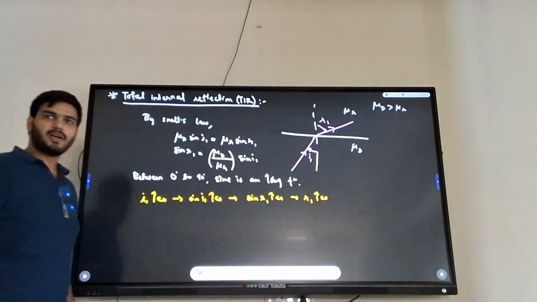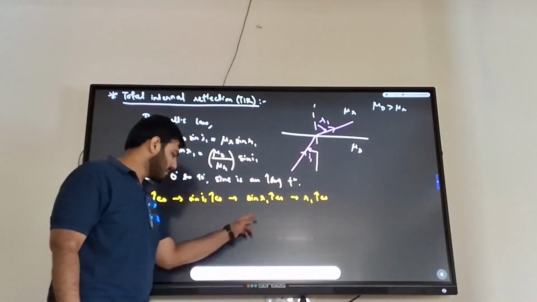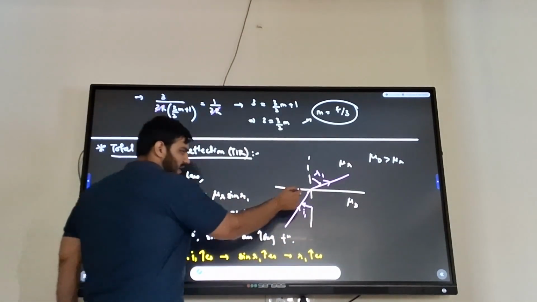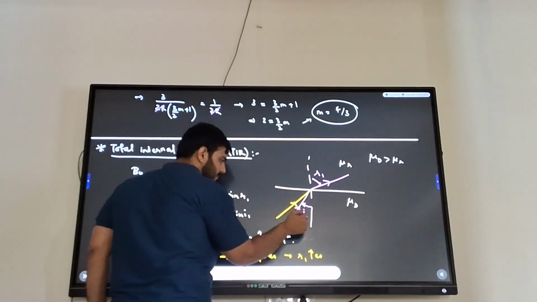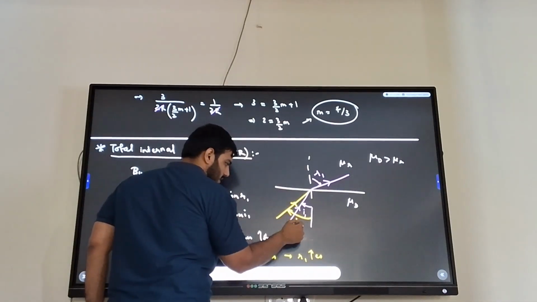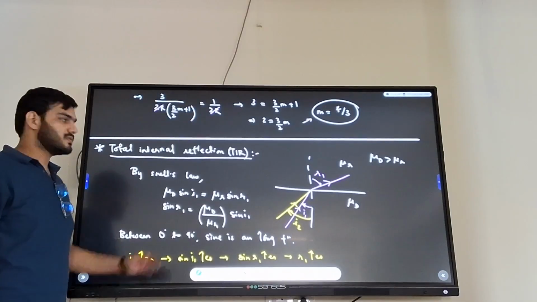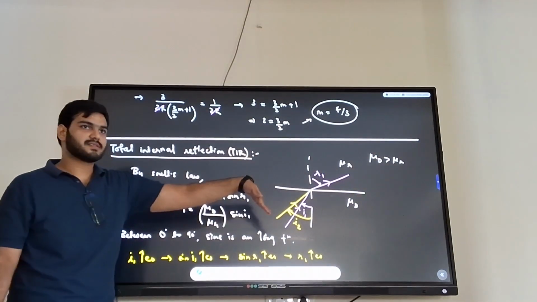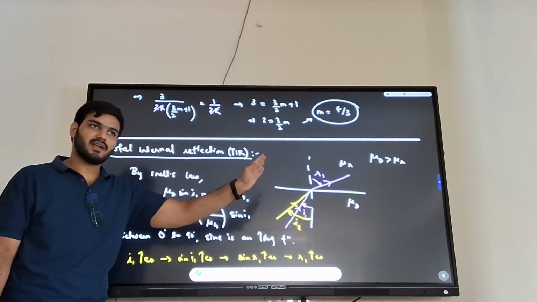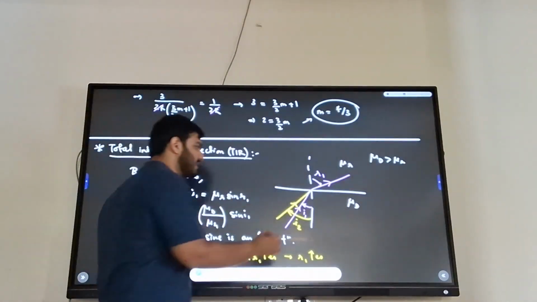And what do I mean by all of this? That if I make this angle a little bigger, let's say I2, then where will my ray go? Will it go like this or like this? Like this, right? The refracted angle will increase.